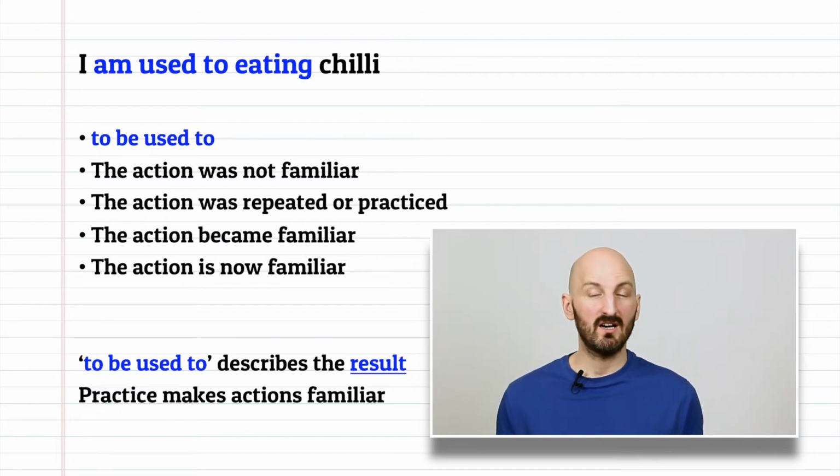Some other examples are, Emma is used to waking up at 6 a.m. He must be used to the cold weather by now. I am not used to driving at night. So, we use to be used to show something we weren't familiar with or comfortable with, but now as a result of repetition, we are.